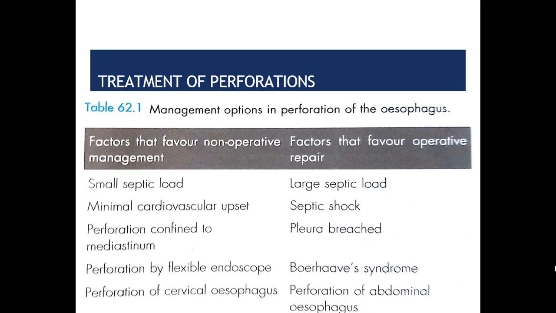But factors that favor operative repair are when there is a high septic load, when there is a very high amount of food in the esophagus, when the patient is going into septic shock, when there is a pleural breach, that is pneumothorax, then Boerhaave's syndrome or perforation of the abdominal esophagus. When there is a perforation of the abdominal part of the esophagus, there will be peritonitis.